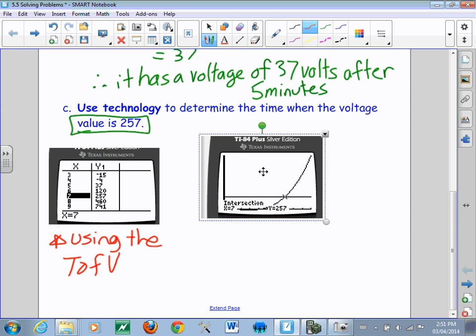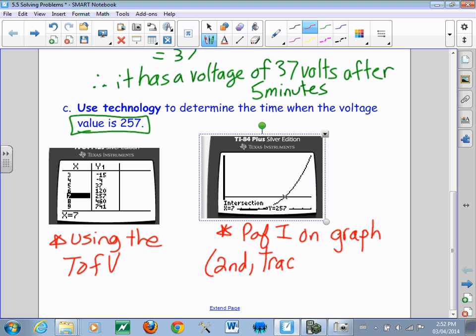So depending on what you want, this is the point of intersection on graph. Okay, and again, for those who remember, you press second trace, which is your calculate menu, and then press 5, enter, enter, and you're going to get those steps there.